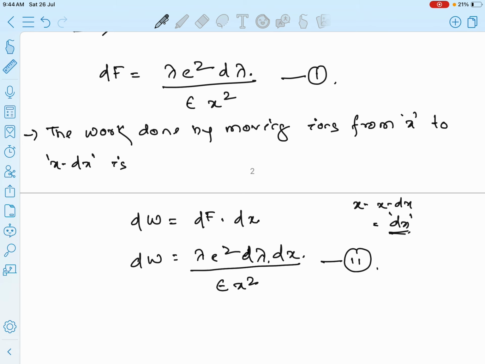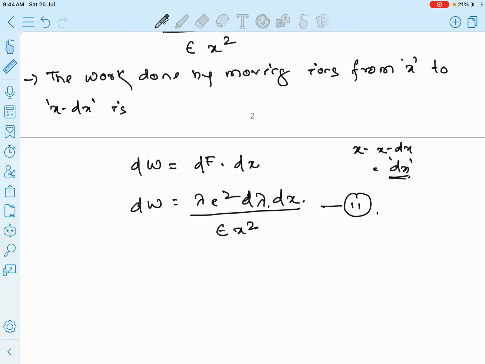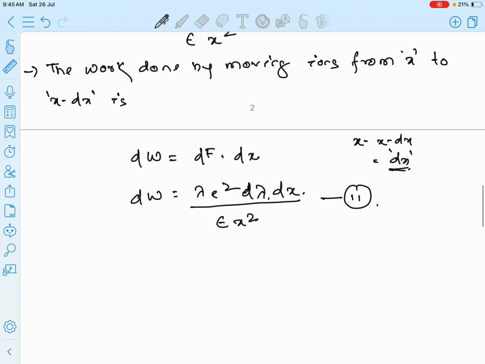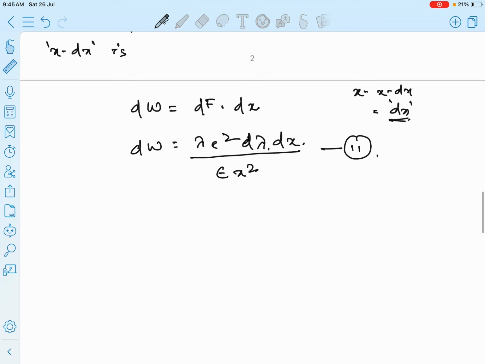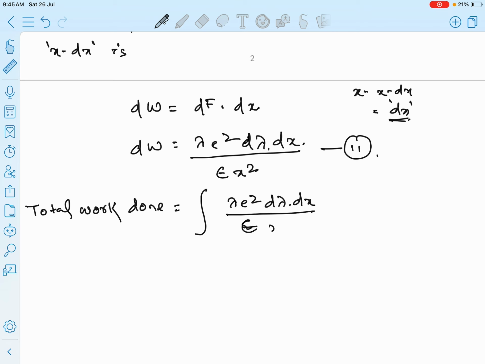So this is for an infinitesimal change, for a small change. But whenever we want to calculate the finite change for a process, we need to add all the infinitesimal changes, and that is nothing but the integration. So if we calculate the total work done on the system, this is equivalent to the integration of lambda square d lambda dx by epsilon x square.